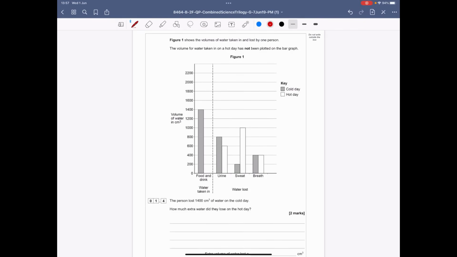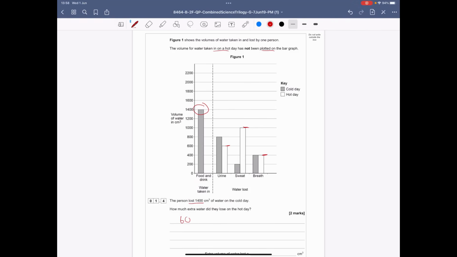Figure 1 shows the volumes of water taken in and lost by a person. The volume of water taken in on a hot day has not been plotted on the bar graph. The person lost 1,400 centimetre cubed of water on a cold day. How much extra did they lose on the hot day? So we need to work out how much water has been lost on the hot day, and then compare it to the amount of water lost on the cold day, and therefore we can then see how much extra was lost when it was hot.